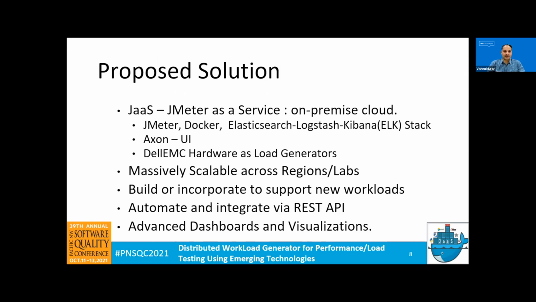Okay, so we built a solution which is based on JMeter, one of the key technologies, and Docker, Elastic Stack, and we also use some of the Axon UI, which is basically an in-house tool. And the best part is that with any load generation solution, we need to use proprietary hardware to run as load generators. But we are from the Dell side, we have a lot of servers. We use our own hardware as load generators with the solution. And a couple of other advantages, you can see that it can scale across.